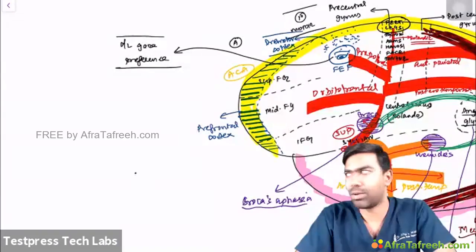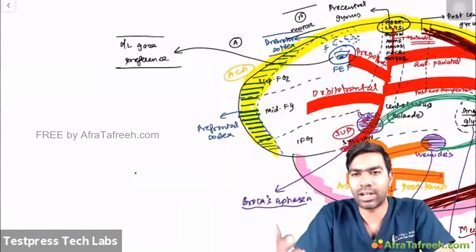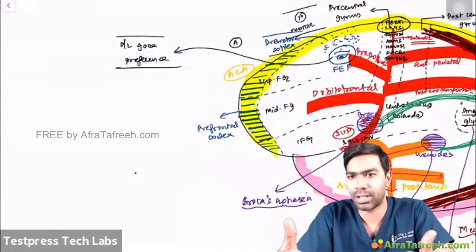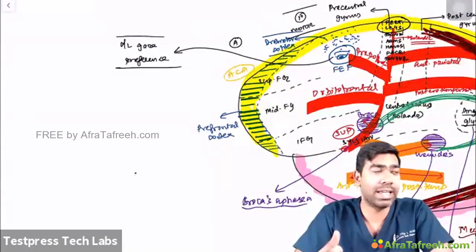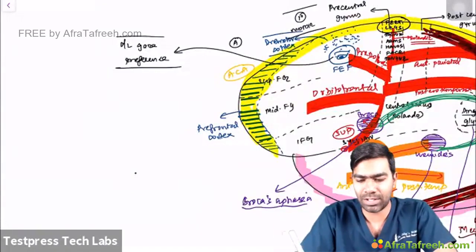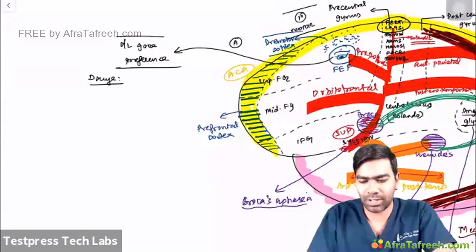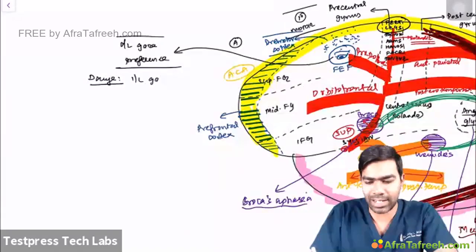Remember, for moving the eye towards the right side involuntarily, subconsciously, I don't really need my frontal eye field, but for voluntary gaze preference, I need my frontal eye field. So if my frontal eye field is damaged, what will happen? I'll not have that contralateral gaze preference. Instead, I'll have ipsilateral gaze preference.